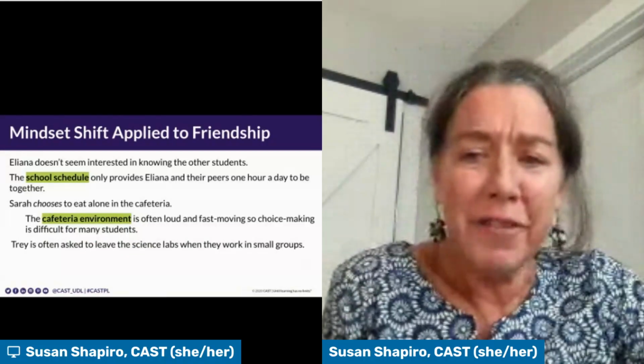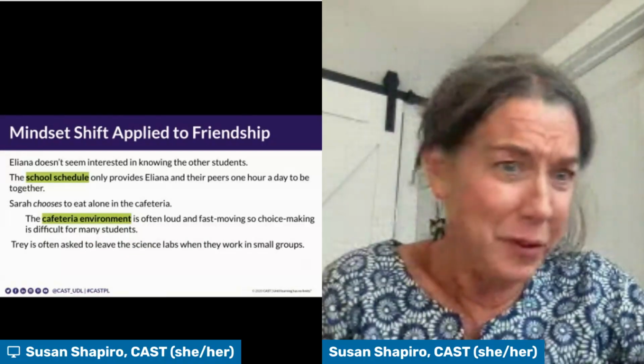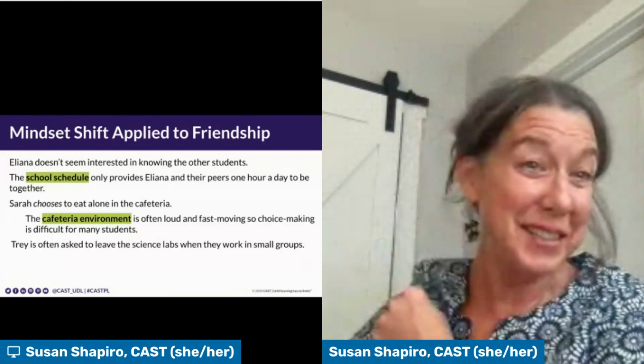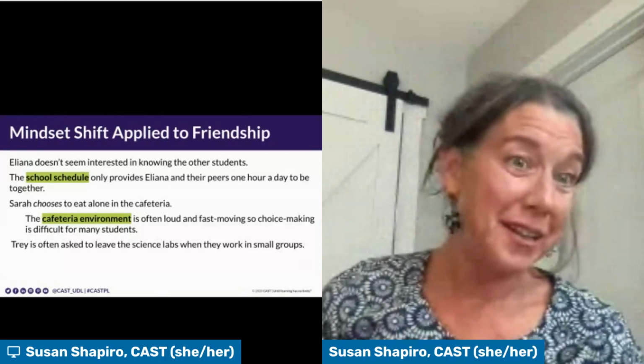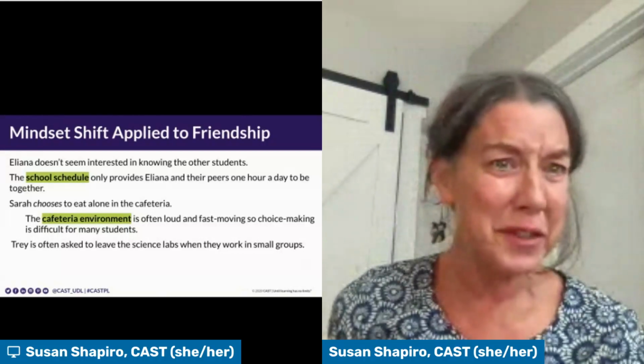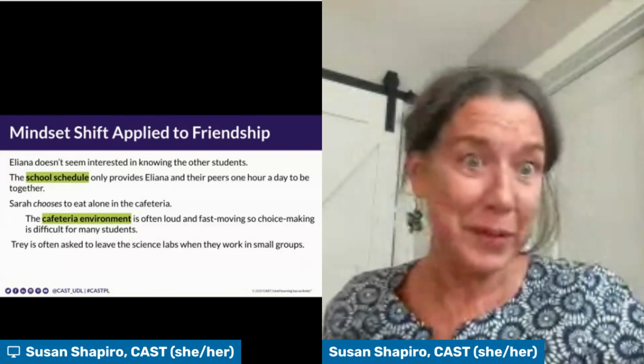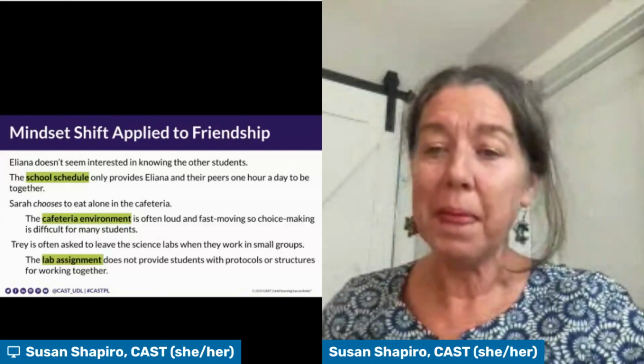Finally, Trey is often asked to leave the science labs when they work in small groups, right? We might hear somebody say, that's a great opportunity for kids to be meeting each other and getting to work together in sort of a less formal setting, but he's always asked to leave. He's unable to sustain his engagement.